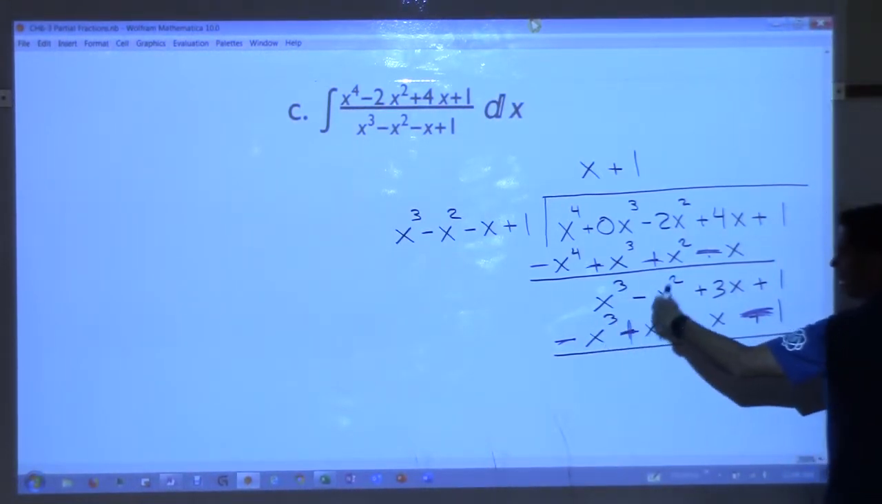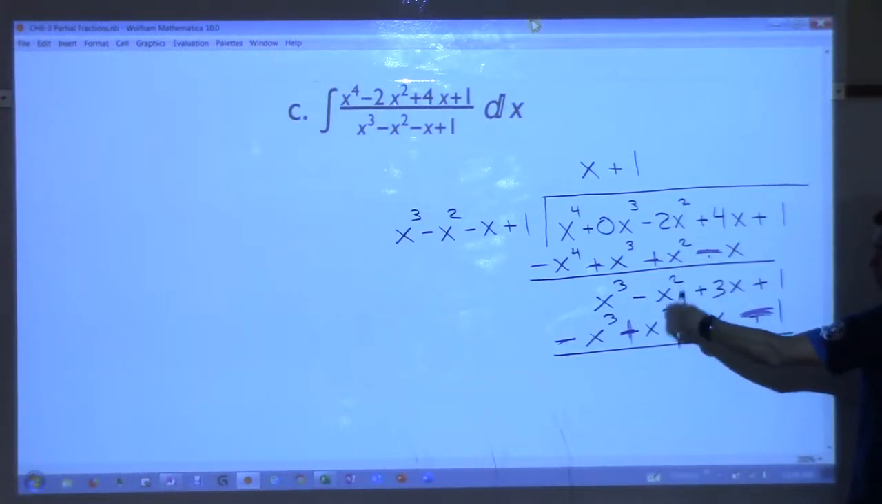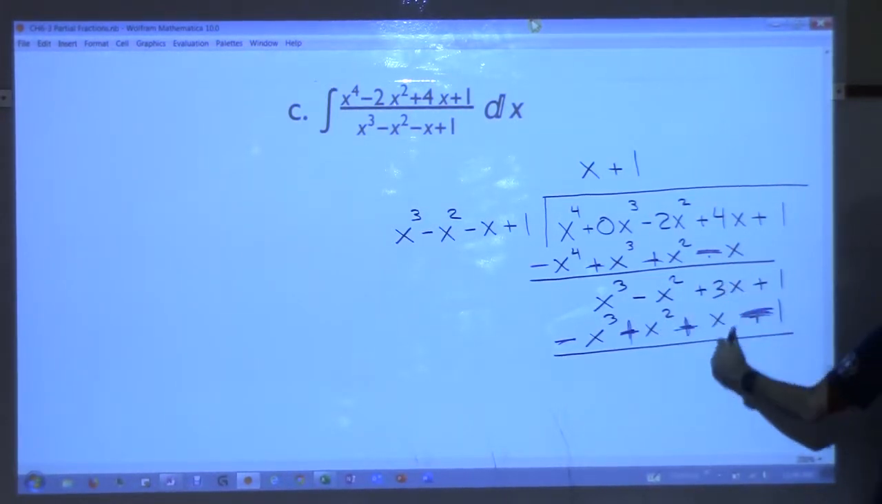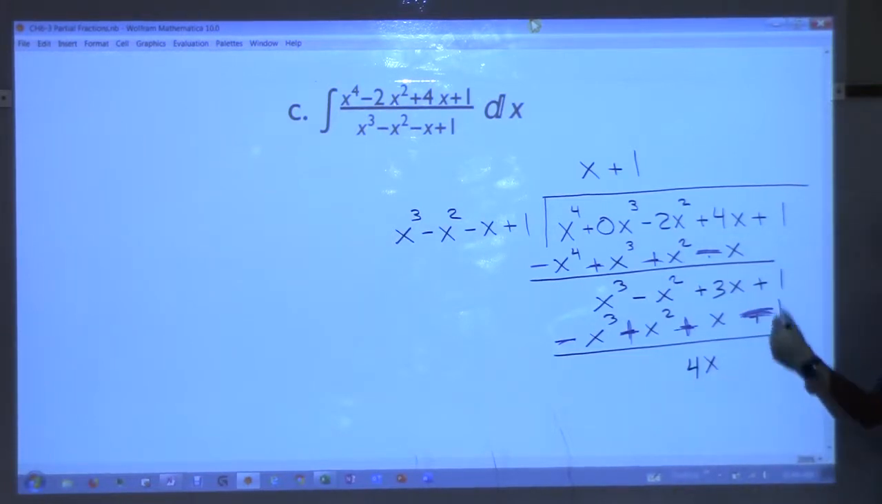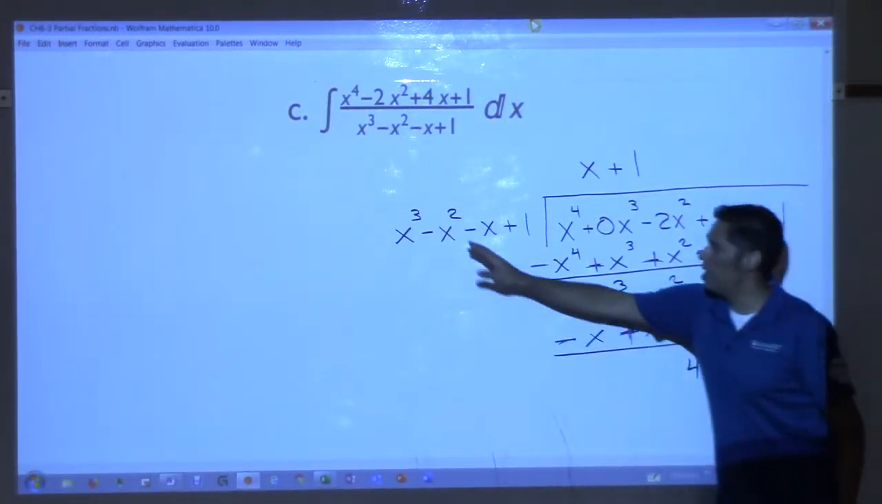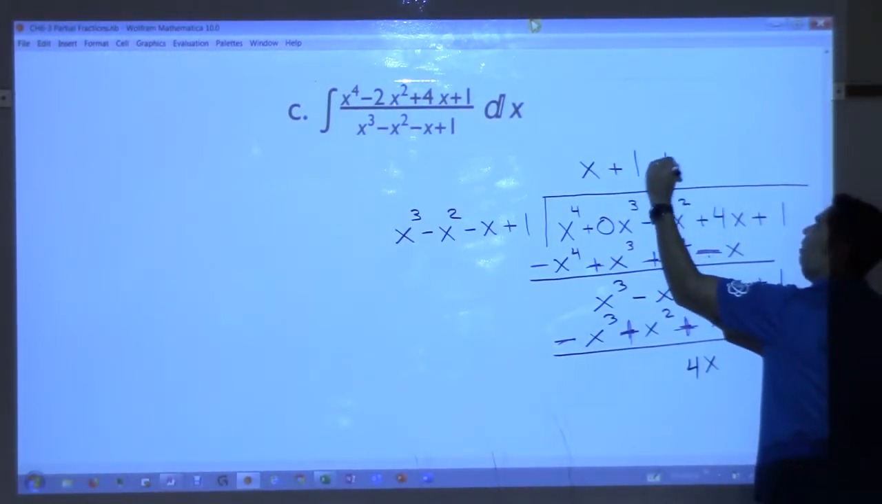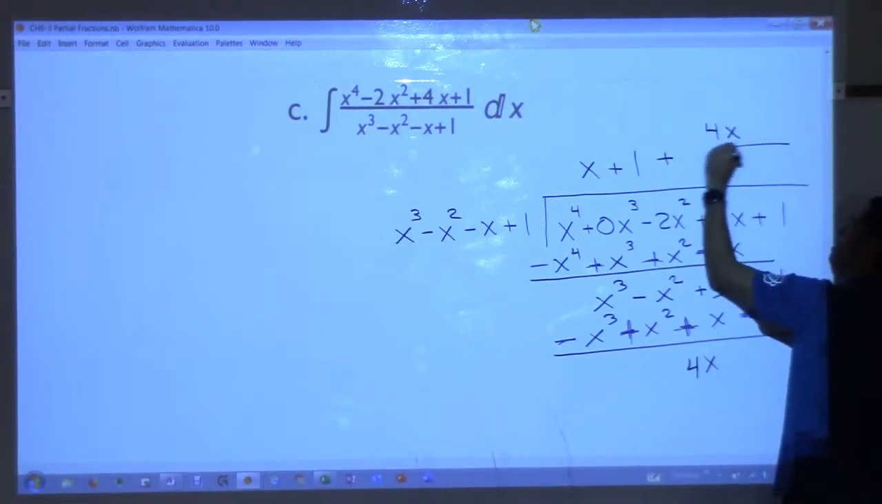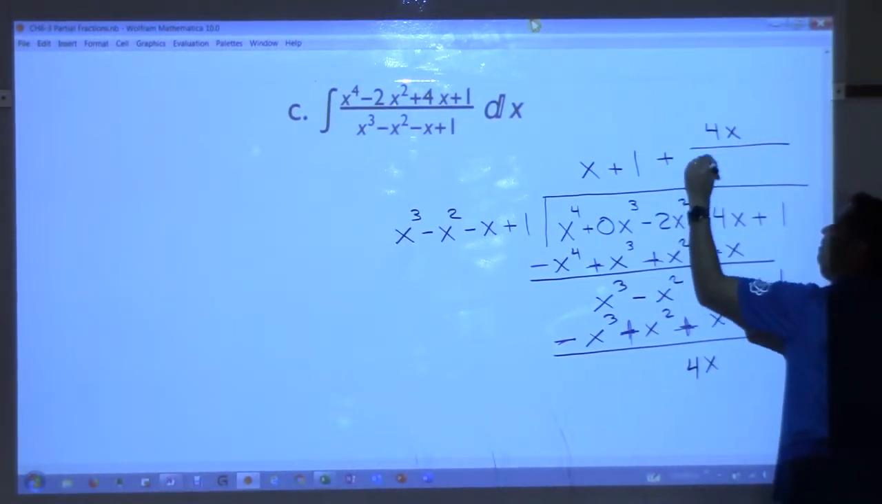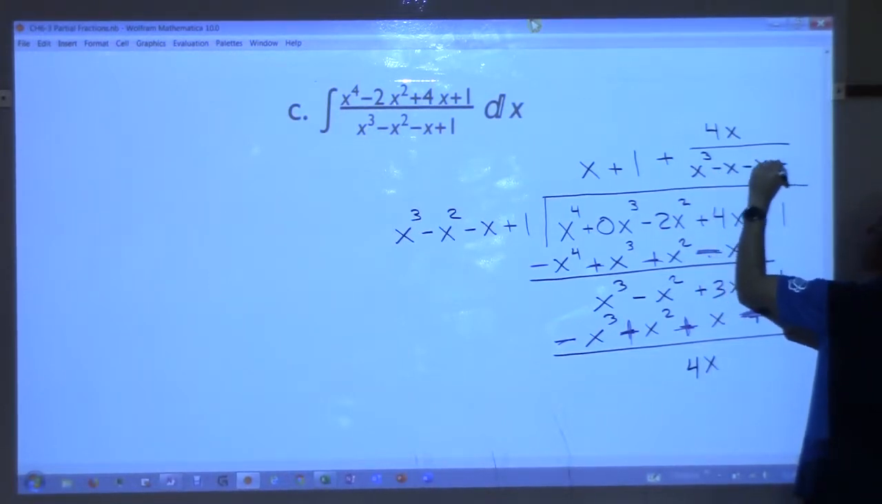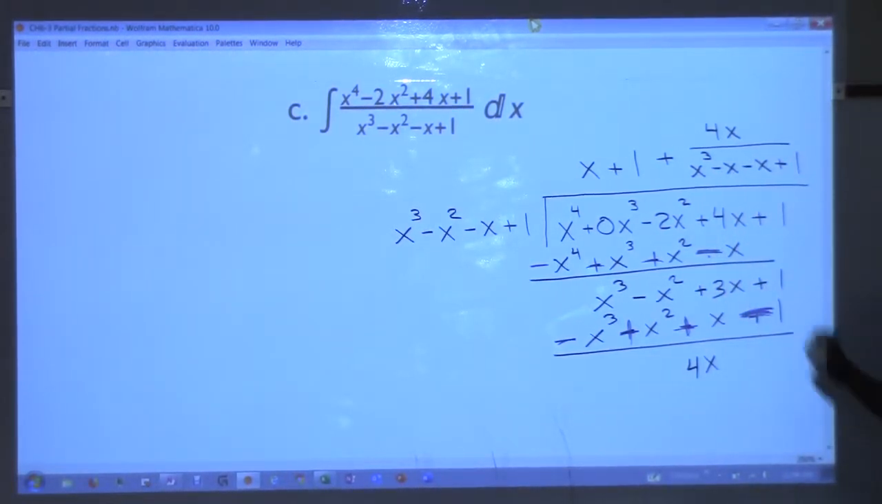We got nothing, we got nothing again, and then we got 4x, and then 0. Okay, so 4x. Now we have to stop because we can't turn x cubed into 4x. So this is our remainder. So we always just tack onto this plus the remainder over the divisor. There we go. Oh yeah, that should be x squared, sorry. Okay, so we have done, again, this is just the long division part, right?